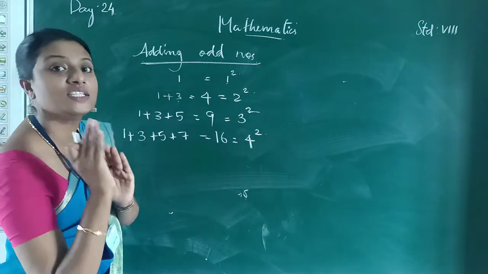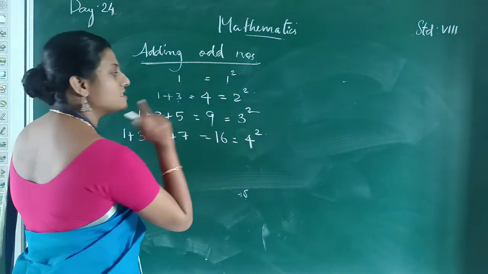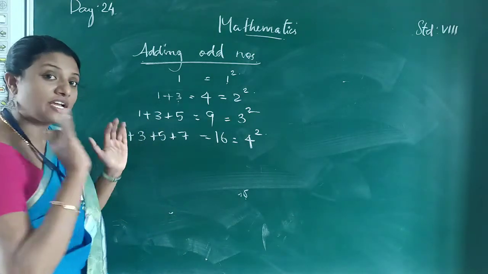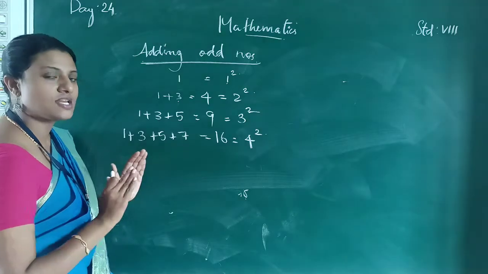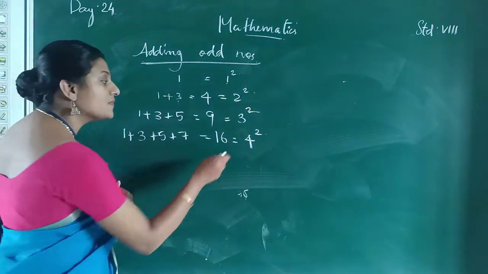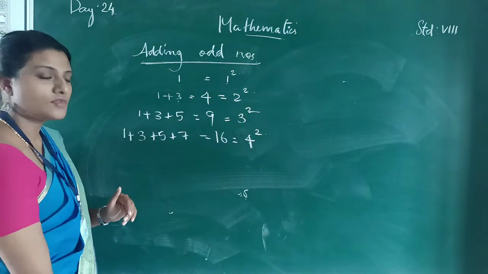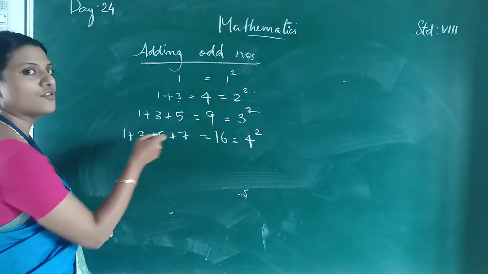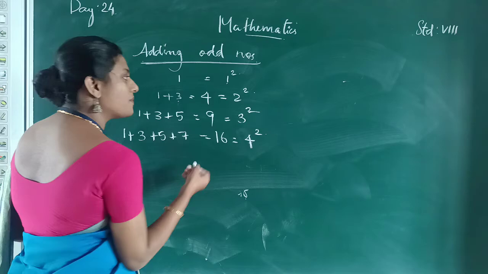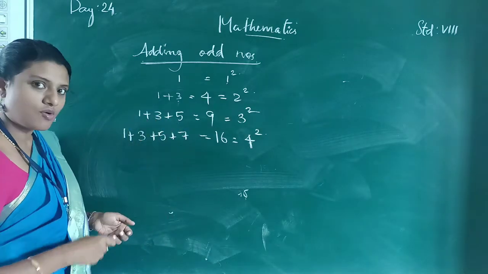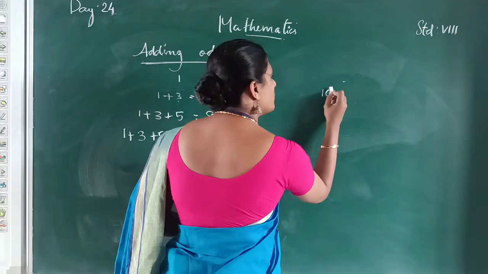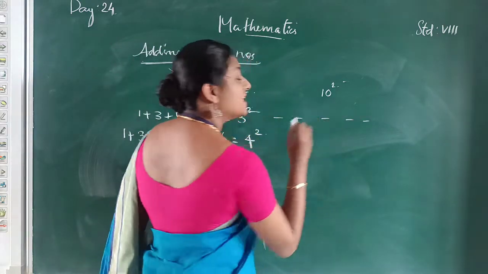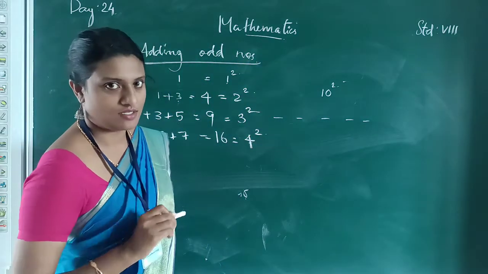That means we have taken 3 odd numbers. So what is the sum? 3 square. Next, 1, 3, 5, 7. We have taken 4 odd numbers. And what is the sum of the consecutive odd numbers? 4 square. Okay. So 4 square means the sum of the first 4 odd numbers. 3 square means the sum of the first 3 odd numbers. Now, what about 10 square? It means the sum of the first 10 odd numbers.